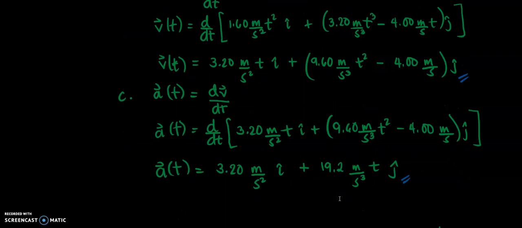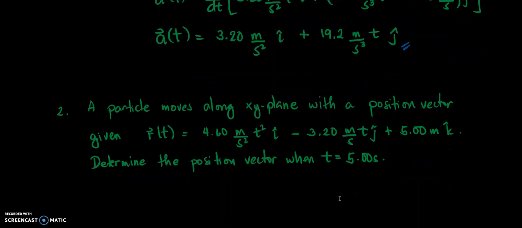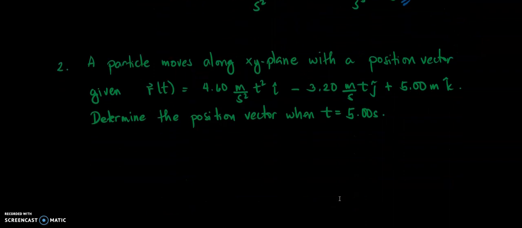Okay, that's it. Let's have another problem. For the next problem, a particle moves along the xy plane with a position vector given: r of t is equal to 4.60 meter per second square t square i hat minus 3.20 meter per second t j hat plus 5.00 meter k hat. Let us determine the position vector when t is equal to 5 seconds.